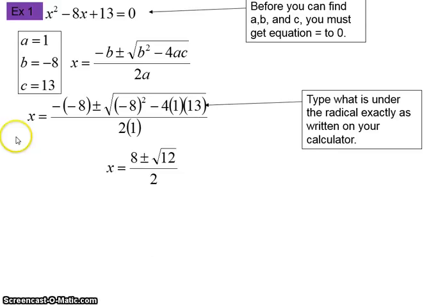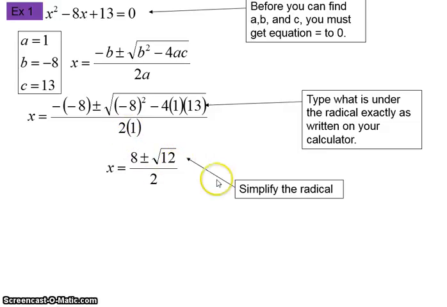Now we're just going to simplify. Notice that negative of a negative 8 is positive 8, plus or minus the square root of negative 8 squared, which is negative 8 times negative 8, which is 64, minus 4 times 1 times 13. Once you put all of this in the calculator, you should get 12, divided by 2 times 1, which is 2. However, we must simplify this radical here.